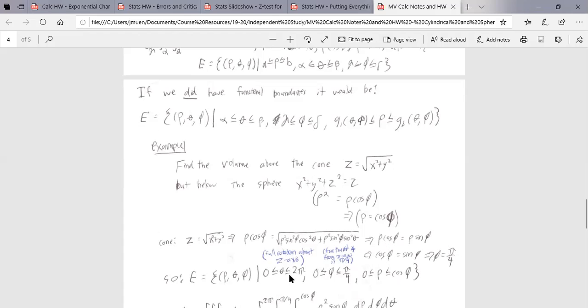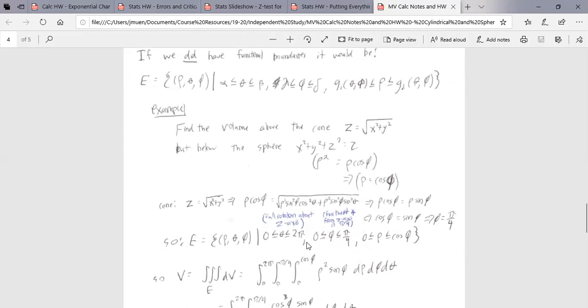And then finally, it's the full rotation around the z-axis. It's the full cone. It's the full sphere. So theta just goes from 0 to 2 pi. So those are our boundaries. And our function, well, we're looking for a volume, so the function's 1. So when we make this conversion, we get our boundaries, rho squared sine of phi d rho d phi d theta. And now we just integrate.